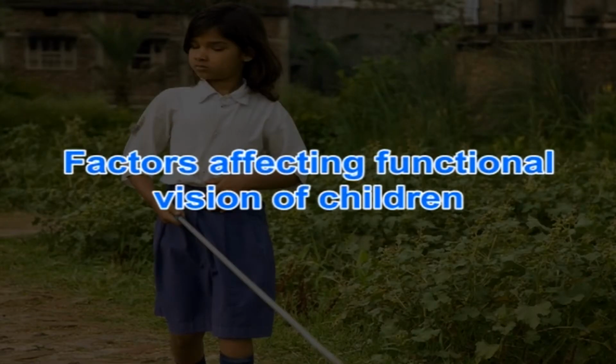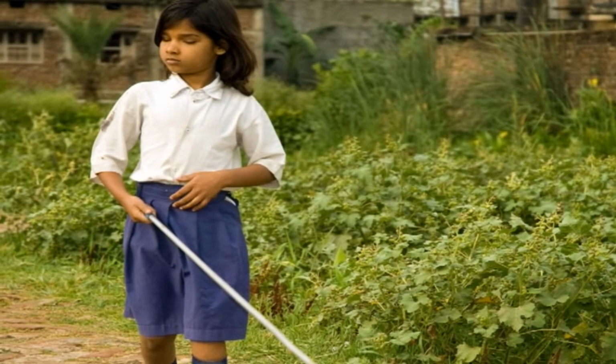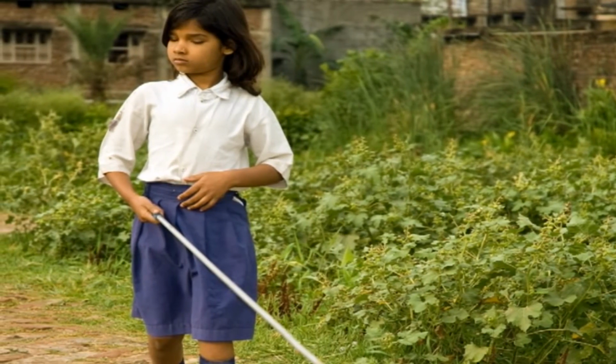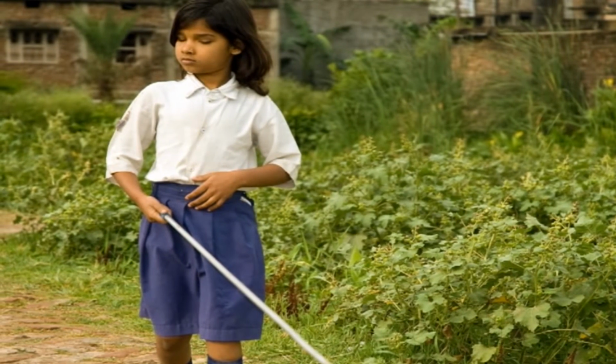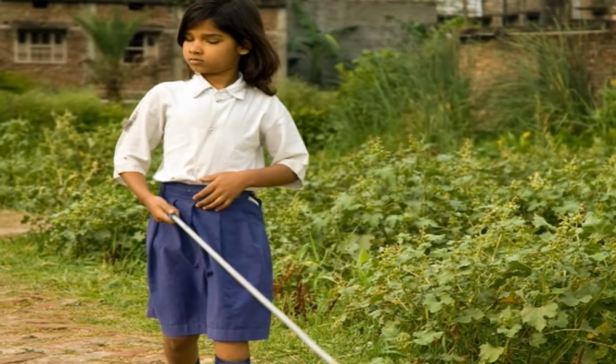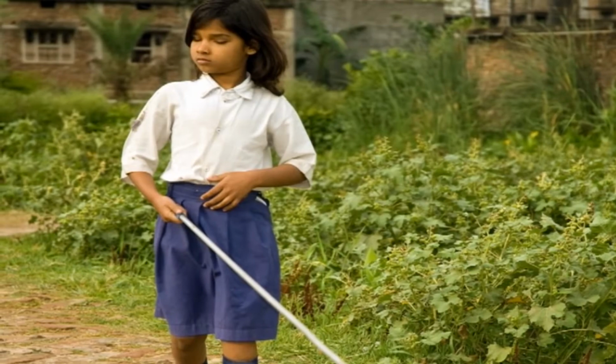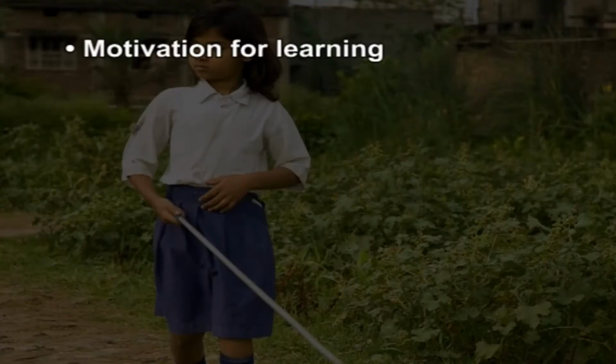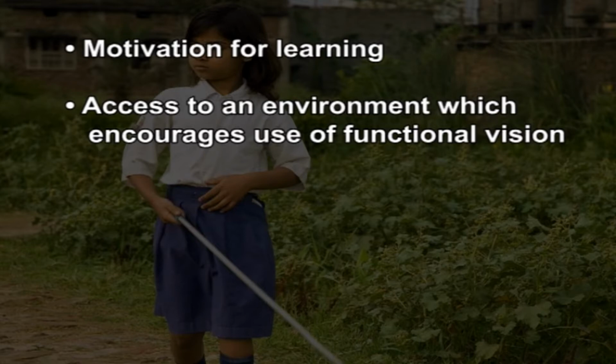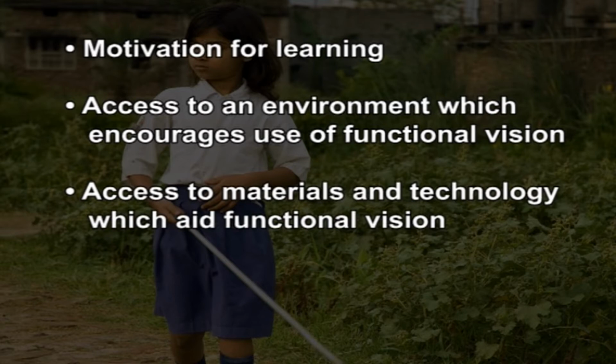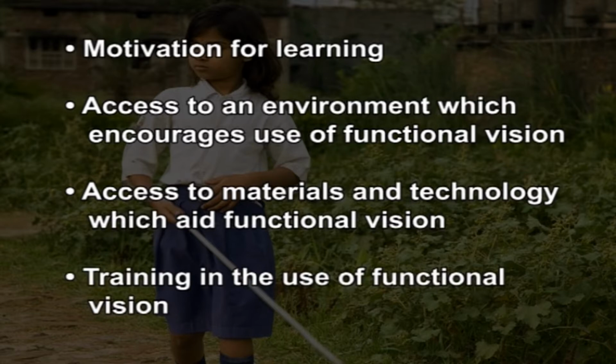Factors affecting functional vision of children. The factors which affect a child's functional vision, that is the ability to use eyesight in everyday situations, include his or her motivation for learning, access to an environment which encourages use of functional vision, access to materials and technology which aid functional vision, and training in the use of functional vision.